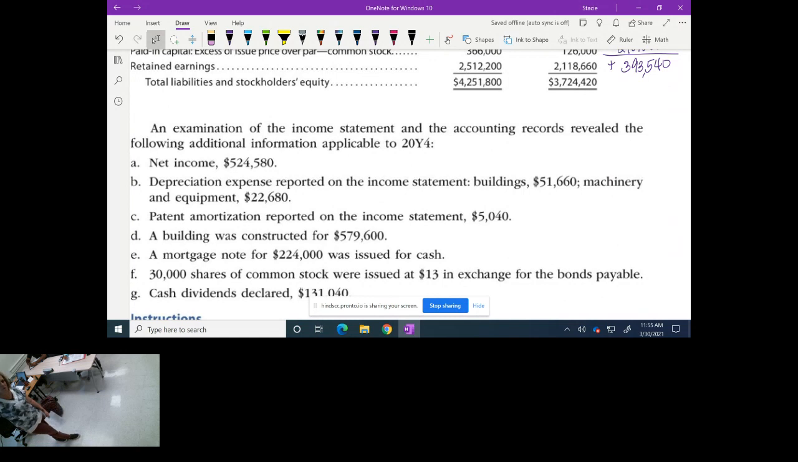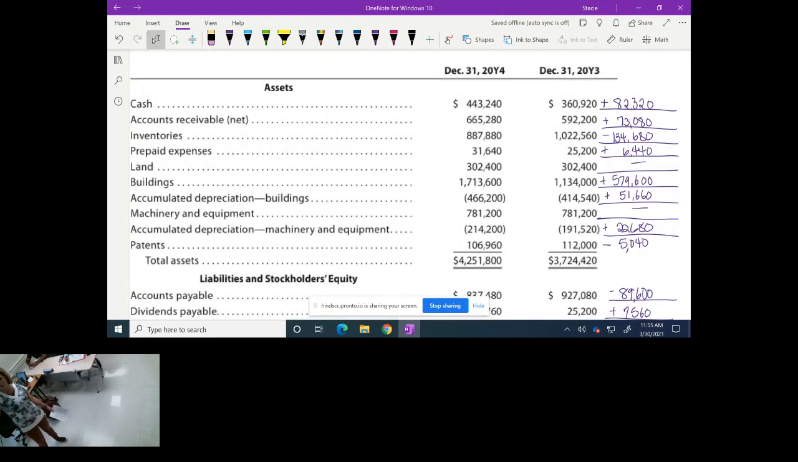Okay, so we got net income of $524,580. We've got depreciation expense, buildings $51,660, equipment $22,680. When we calculated the difference in our accumulated depreciation here, it's $51,660. I'm gonna cross that off because we're gonna go through that list, then we're gonna go through these changes. Our list has these amounts accounted for, so I'm just gonna cross them off. We're not gonna have to deal with those when we're looking at the changes. Does that make sense?